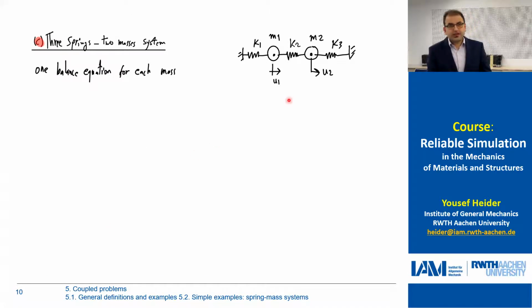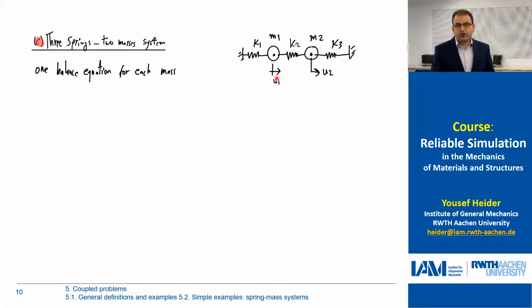Now let's add another mass. So now we have a system which consists of two masses. One mass has a deformation of u1, and for the second mass, the deformation will be represented by u2. So now we have two unknowns in our system. If we apply some perturbation or some loads to these masses, then we have these two displacements which have to be determined. It's clear now that one equation will not be sufficient because we have two unknowns, so we need two equations.